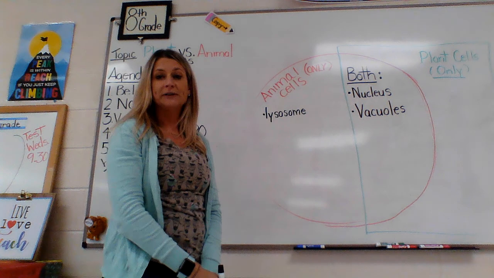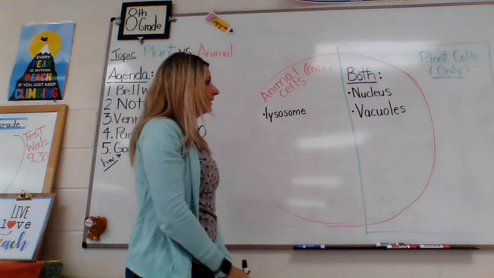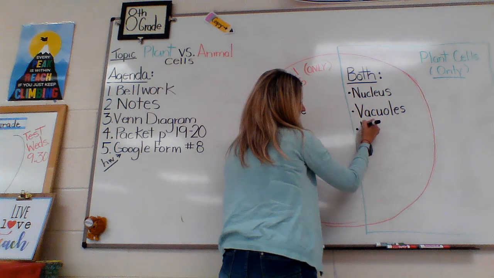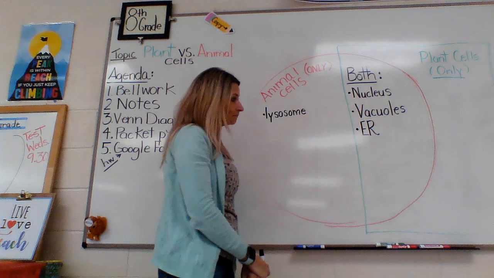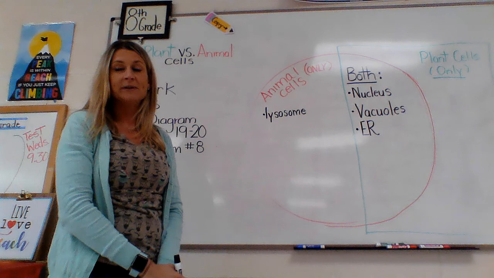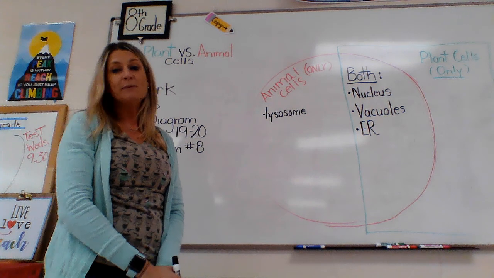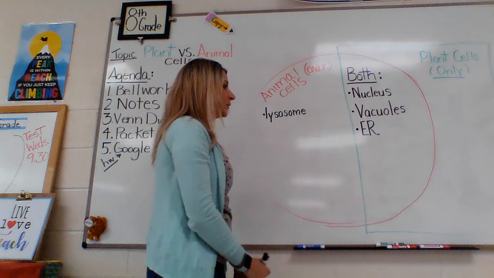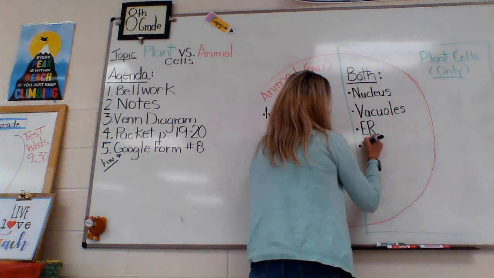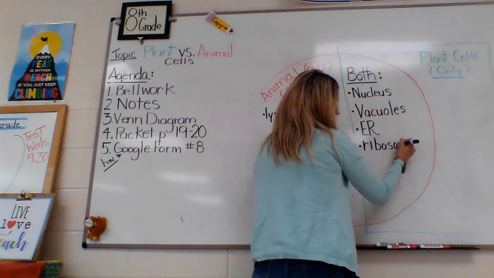The next one we're going to do is ER, endoplasmic reticulum. You guessed it, that's in both plant and animal cells. Along with the ER, sometimes there are small little structures called ribosomes, and those ribosomes make protein. And protein is needed for both animal and plant cells. We're also going to put the ribosomes in the middle. As you can see, they share a lot of characteristics and organelles in common.